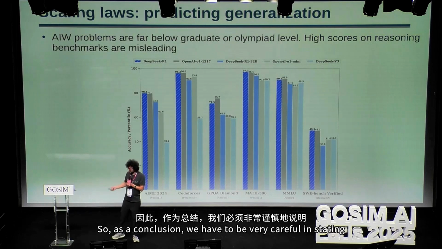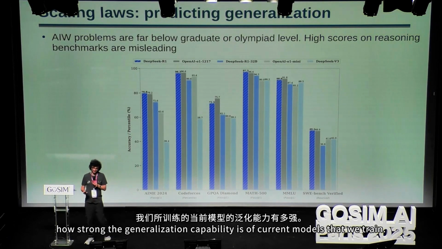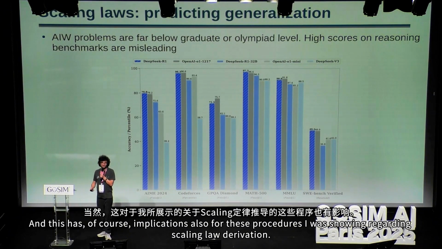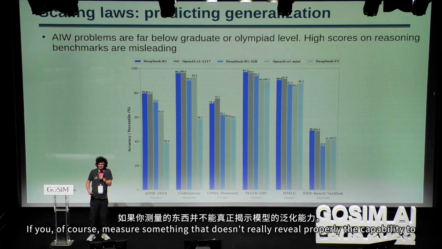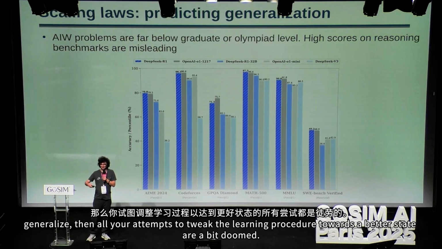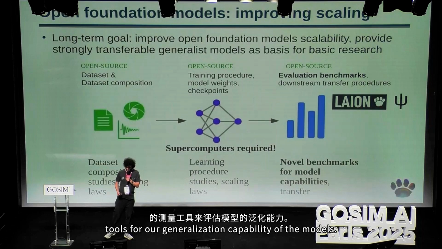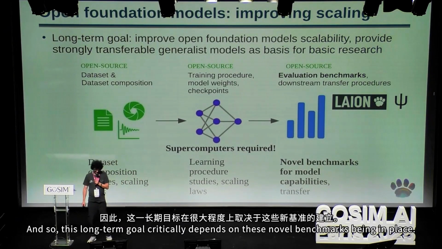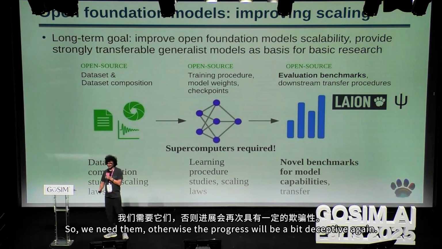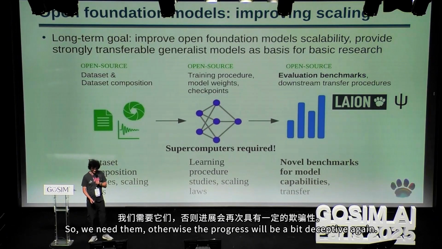As a conclusion, we have to be very careful in stating how strong the generalization capability is of current models that we train, and this has, of course, implications also for these procedures I was showing before in scaling law derivation. If you measure something that doesn't properly reveal the capability to generalize, then all your attempts to tweak the learning procedure towards a better state are a bit doomed. So we need better benchmarks, better measurement tools for generalization capability of the models. And so this long-term goal critically depends on these novel benchmarks being in place. So we need them, otherwise the progress will be a bit deceptive again.